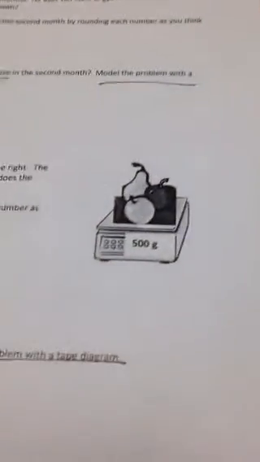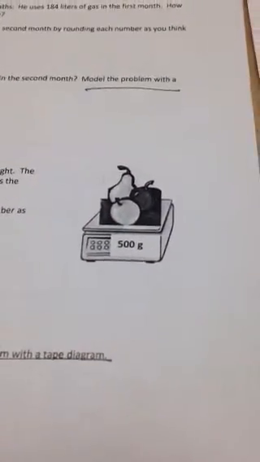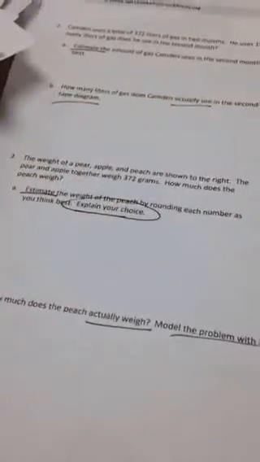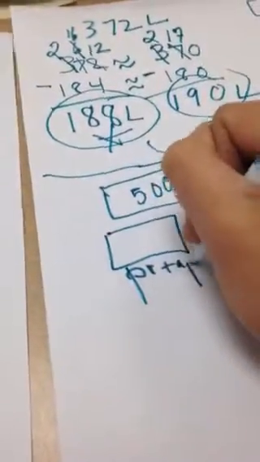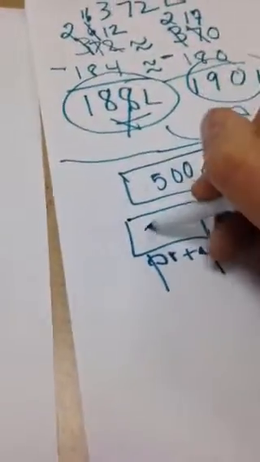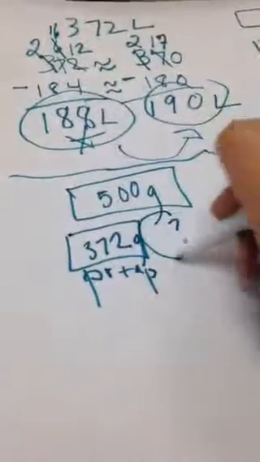So out of our whole, we have 500 grams. All 3 of them, that's what they equal. Now we know that, what does it say? The pear and the apple, together they weigh 372 grams. So our unknown is the other part.